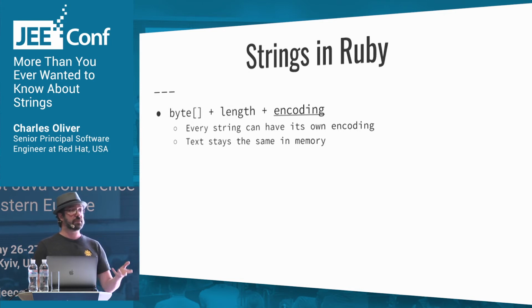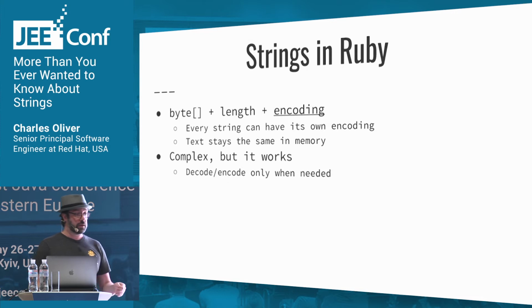As a result, the text that you read in stays the same in memory. We don't have to go back and forth to a particular character representation. We don't have to do that transcoding logic. It sounds a little complex. Every string in the system could have its own encoding, but it has actually worked out very well. We only decode and encode and change the character encoding when we need to. Usually we can just leave it in its original format.